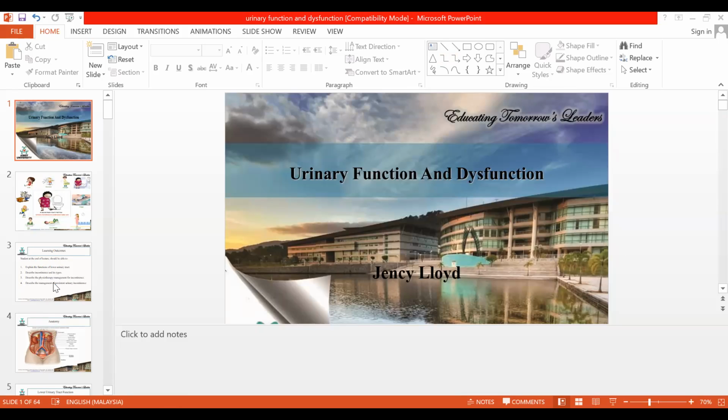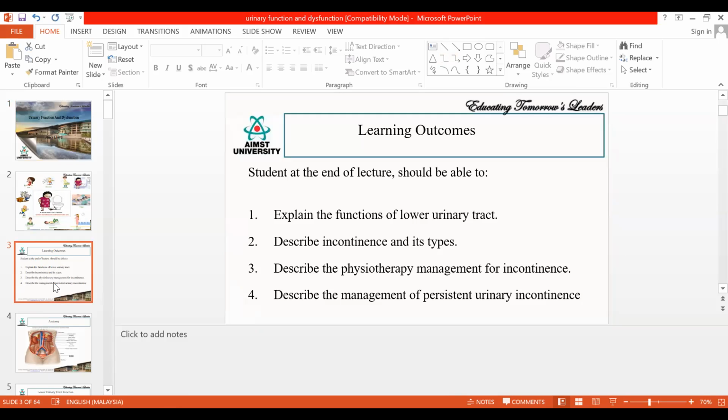Okay. So in this topic, we will be seeing what the normal function of micturition is, or how normal urinary voiding and unvoiding takes place, and what problems affect this cycle. Then what incontinence is, its types and its PT management.